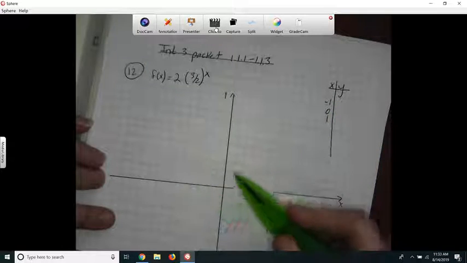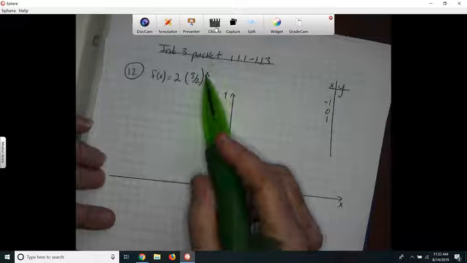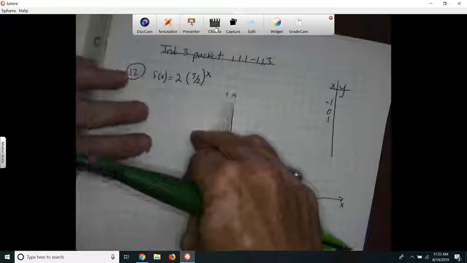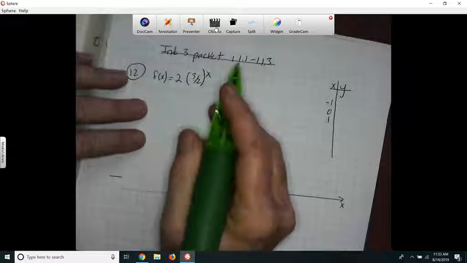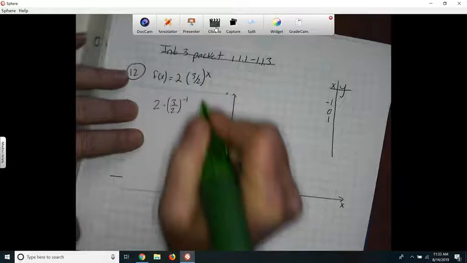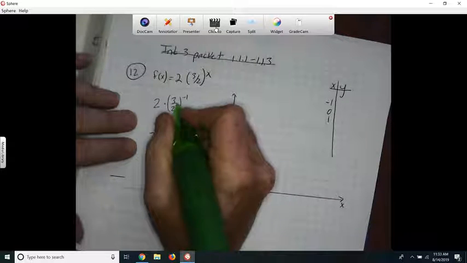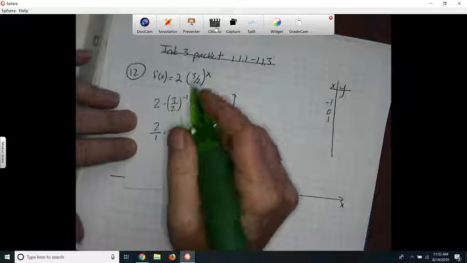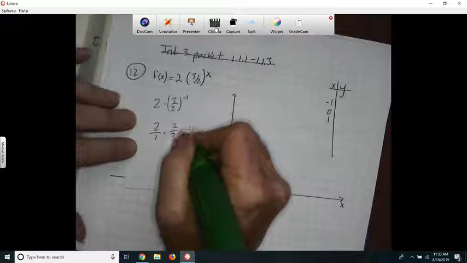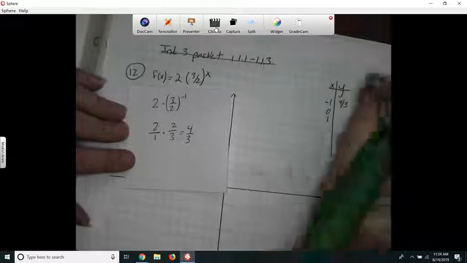I think I know that it's going to go like this somehow, but I always pick -1, 0, and 1. So pick -1, and then I have to do a little bit of, maybe you can do this in your mind, or maybe you want to use a little scratch paper. When I plug in -1, I have 2 times 3/2 to the -1, but that's the same as 2 over 1 times. When something's to the -1, you flip it upside down, you make the reciprocal, so that's 4/3. So I had to use some scratch paper to do that.